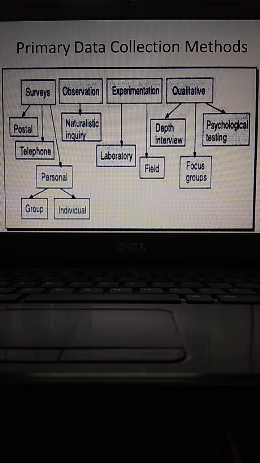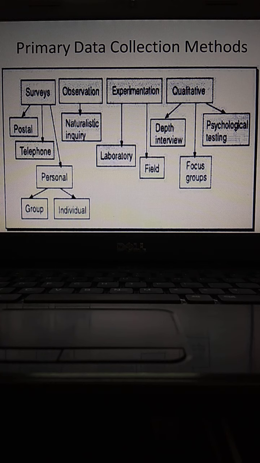So these are various primary data collection methods. What are those? Generally surveys would be there. Under surveys, what is the categorization? Postal surveys would be there, telephonic interviews would be there. Again under the personal way, if you consider group discussions, and individually taking interviews. The next categorization is observation, or else what is that category? Naturalistic inquiry.